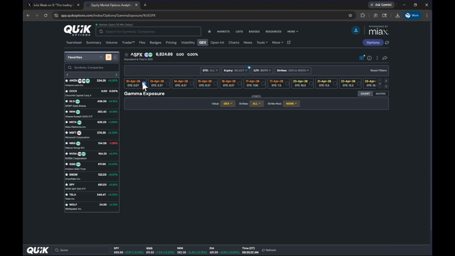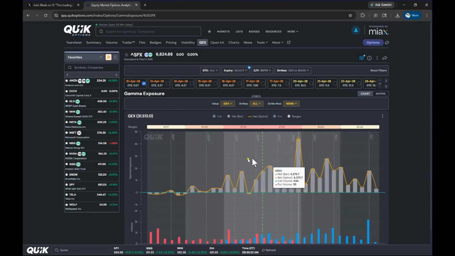Today's April 10th. And yes, indeed, the entire surface is positive. So we really don't want to be selling the market. We want to be buying dips, but in this framework. And here's your high strike at 68.55.